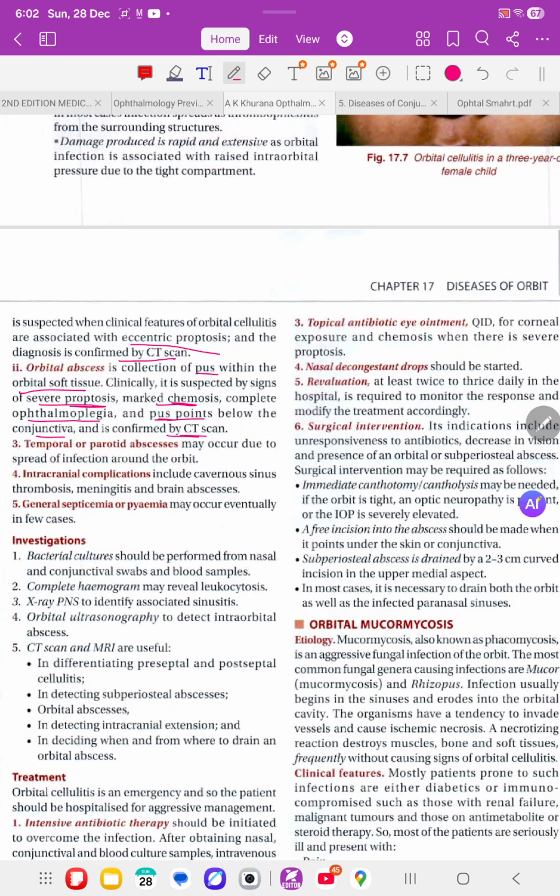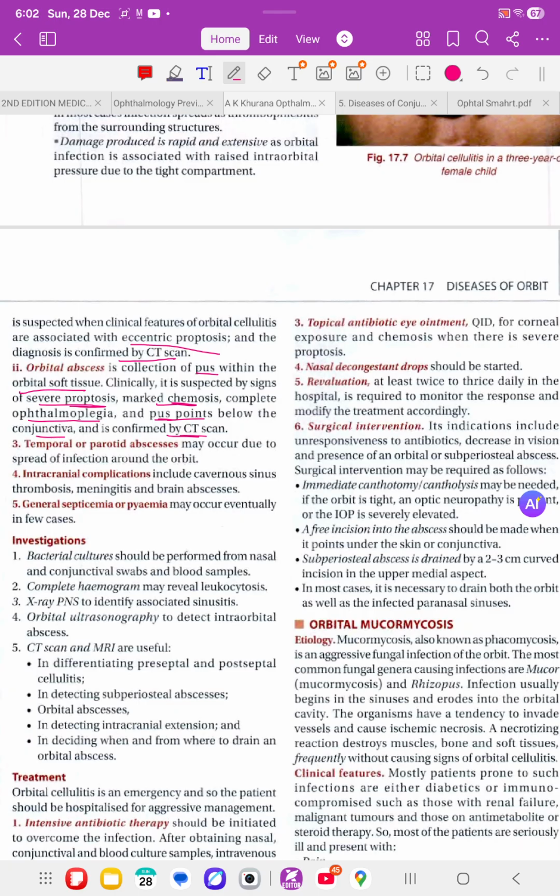Temporal and parotid abscess may occur due to spread of infection around the orbit. Intracranial complications include cavernous sinus thrombosis, meningitis, brain abscess, etc. General septicemia and pyemia may occur eventually in a few cases.